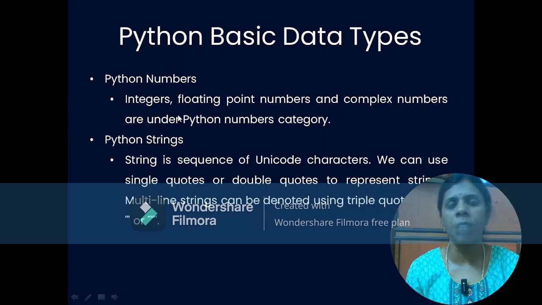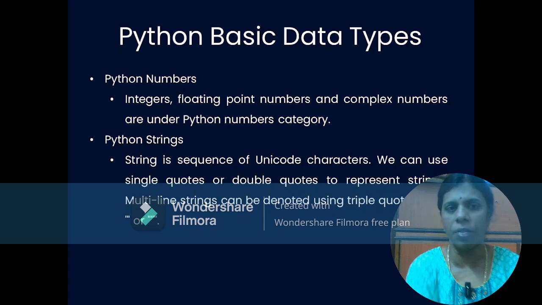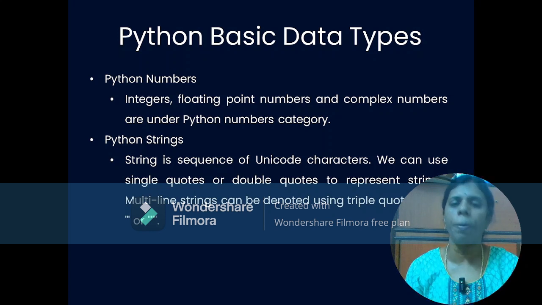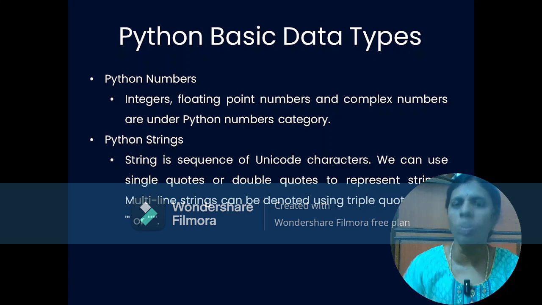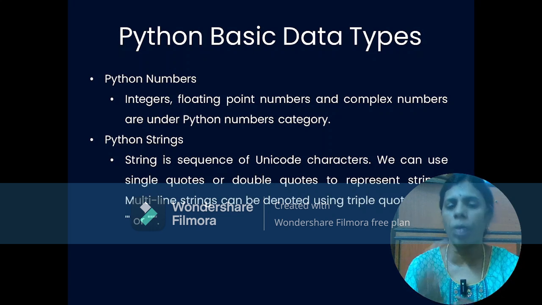Some other data types we've already seen in a previous point: tuple, dictionary, list, and also set. These are the other most important data types in Python. But the basic data types are number and then string. Number means integer and floating point numbers.